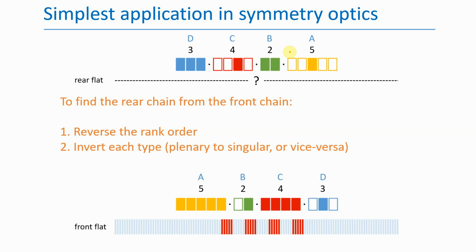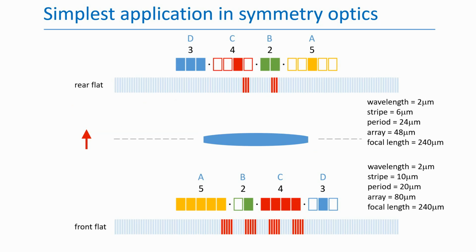Up at the top is our rear symmetry chain. Firstly, it has reversed rank order. So the front chain goes A, B, C, D, but the rear chain goes D, C, B, A. Next, each type is inverted. So A goes from plenary to singular, B goes from singular to plenary, C goes from plenary to singular, and D goes from singular to plenary. Notice, though, that in one sense, these two changes cancel each other out. And so in both cases, the chain goes plenary, singular, plenary, singular. Once we have the factor chain at the rear, we calculate the rear pattern. And this is our answer.